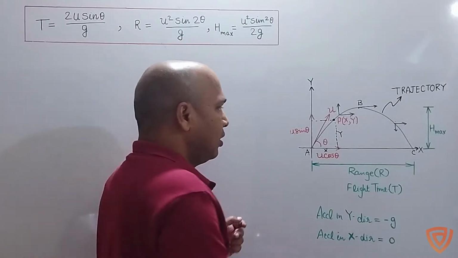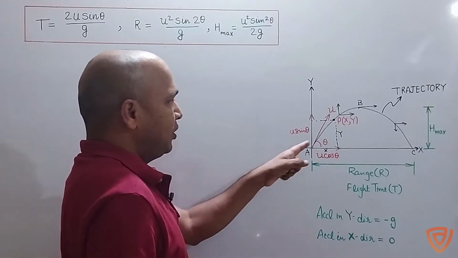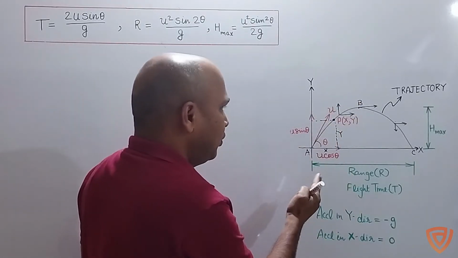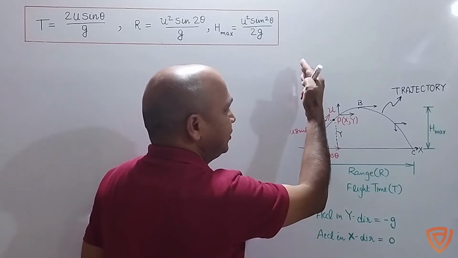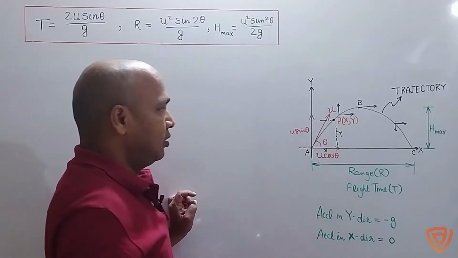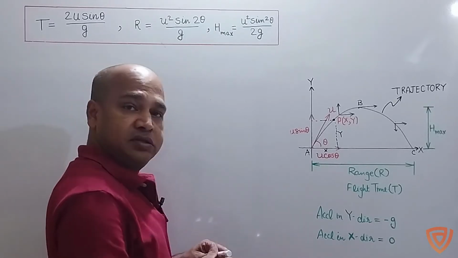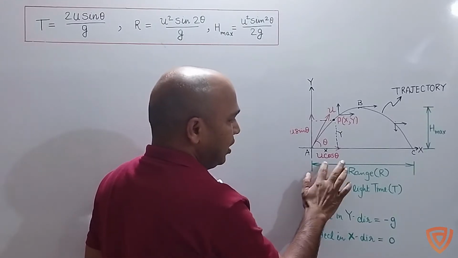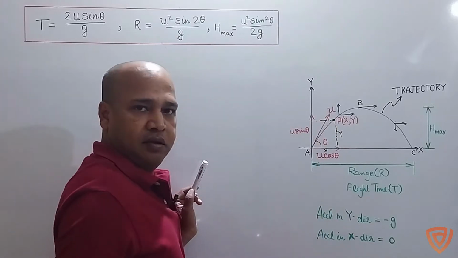Okay. Now coming to point A, at point A your velocity is u in this direction. So what will be the component of velocity in the y direction? We have studied those things in vector components. So it will be u sin theta along the y axis. Along the x axis it will be u cos theta.